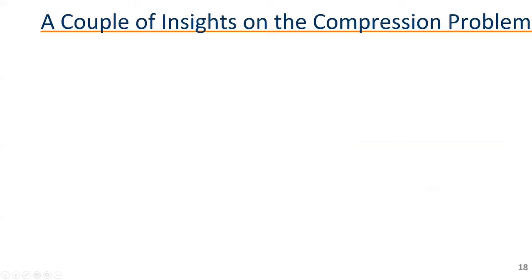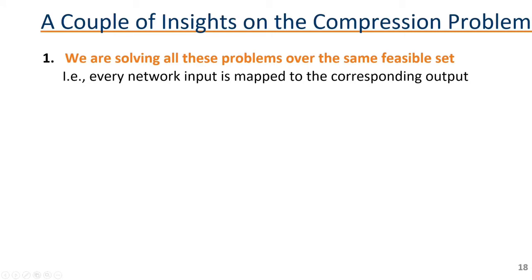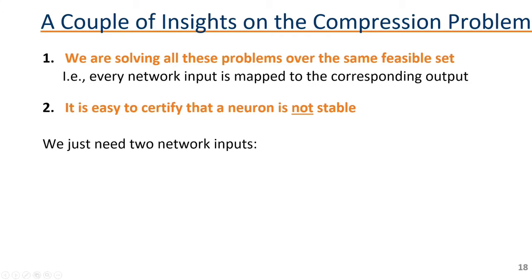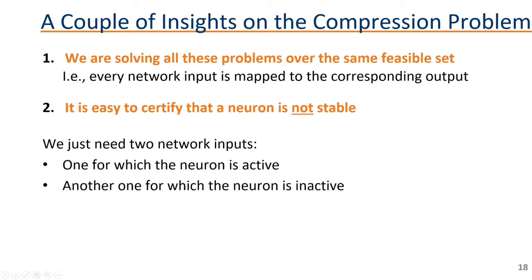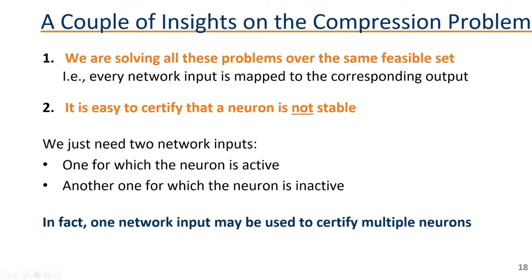But there are some insights on this compression problem that can help us achieve more compression. The first one is that we're solving all these problems over the same feasible set, basically mapping inputs to outputs. The second one is that it's easy to certify that a neuron is not stable. Basically, we just need 2 network inputs as the certificate. If you show me one input for which the neuron is active, and another one for which the neuron is inactive, I don't have to solve any optimization problem anymore. I only have to care about solving optimization problems to certify that the neuron is stable. And in fact, one network input may be used to certify multiple neurons at the same time.